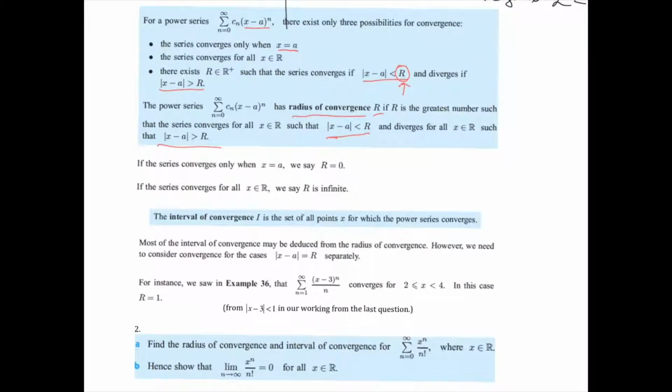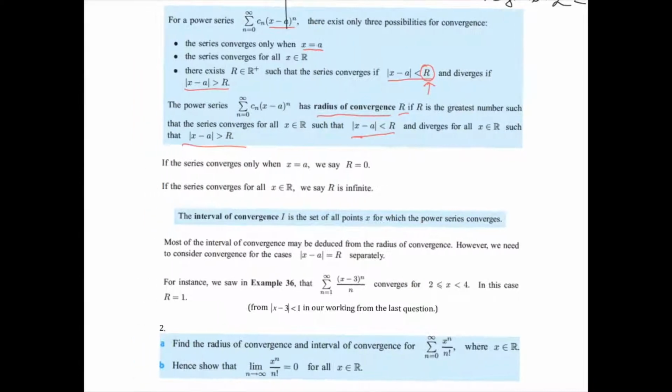If this series only converges when x is a, we say R is 0 because that kind of makes sense, because then we would say x minus a actually becomes 0. So it's kind of like less than or equal to 0. So R is 0. If the series converges for all x, there is no bound. Therefore, we say R is infinity because it converges for any x value.